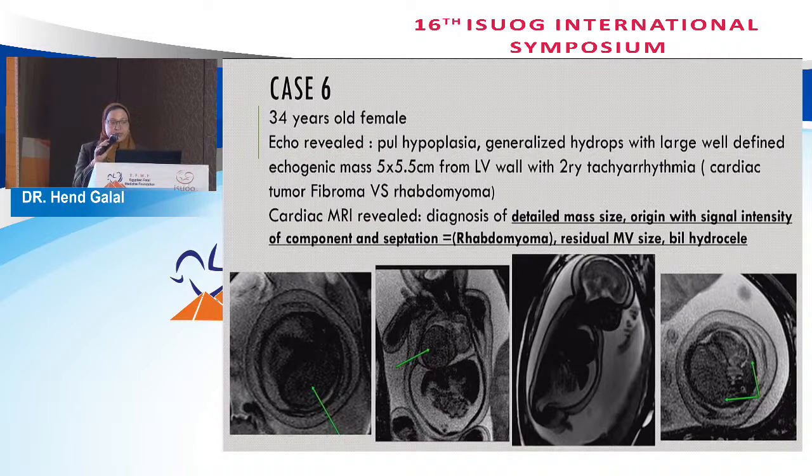The last case is a 34 years old female, echo revealed pulmonary hypoplasia, generalized hydrops with large, well-defined echogenic mass, arising from the left ventricle with secondary tachyarrhythmia. So it was a query of either fibroma or rhabdomyoma. MRI solved this issue and gave diagnosis of detailed mass size, origin with signal intensity and component and septation inside, diagnosis of rhabdomyoma with residual mitral valve size with bilateral hydrocele.